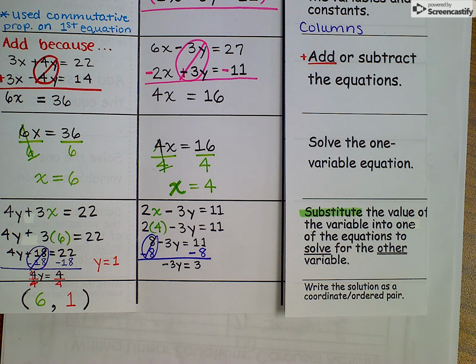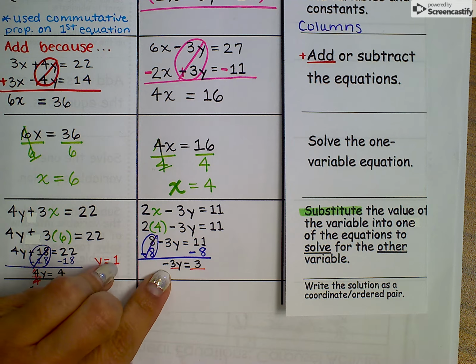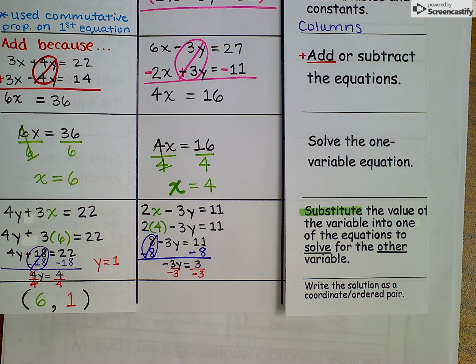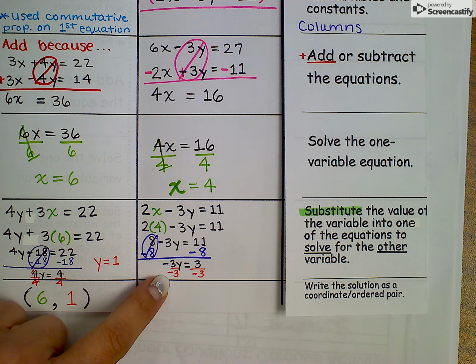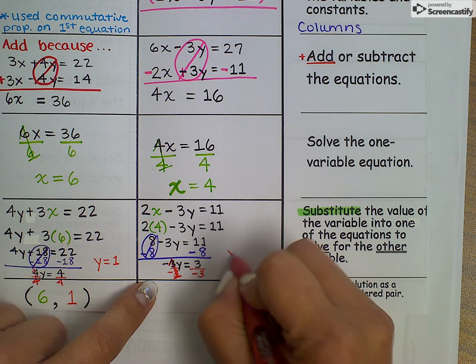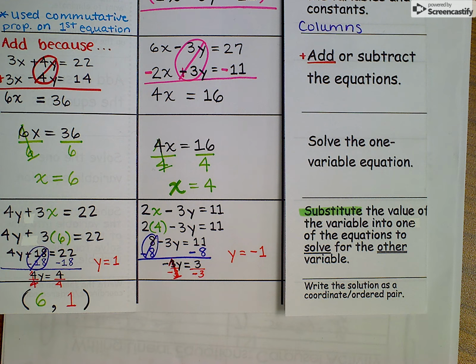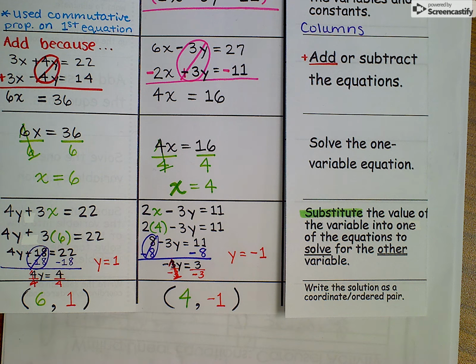Now I need to remove my coefficient, negative 3, which is being multiplied by y. So the inverse operation of multiplication is, you guessed it, division, of course. Now I'm going to divide by y's coefficient. So that means I'm going to divide by negative 3 on both sides, because negative 3 over negative 3 is 1. Now here I'm left with y is equal to negative 1. So lastly, write your final solution as an ordered pair, 4, negative 1.